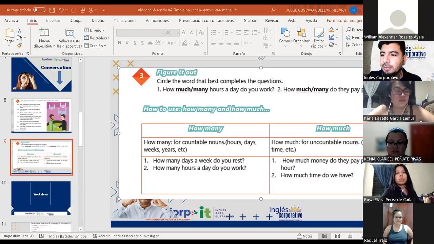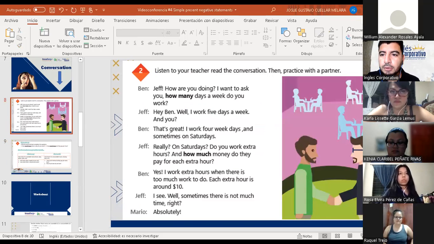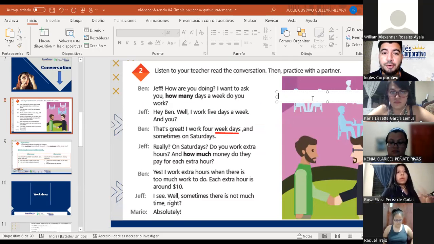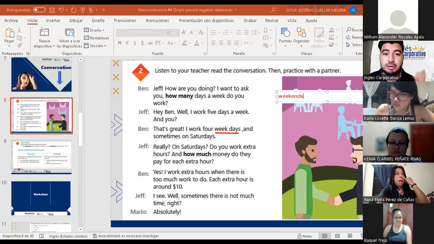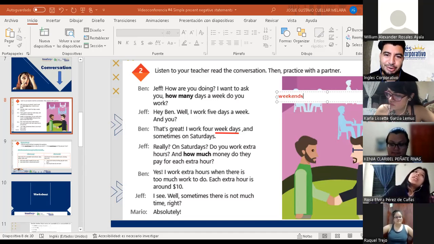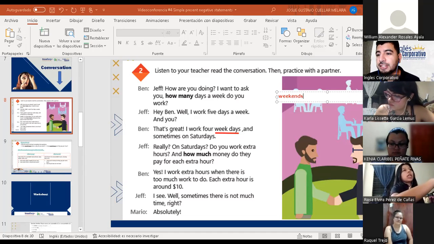Algo que se me fue y es parte del vocabulario importante es el siguiente. Here we have weekdays. Weekdays are days from Monday to Friday. Okay? Monday, Tuesday, Wednesday, Thursday, Friday. But weekends, it's Saturday and Sunday. Okay? Weekends. Como el cantante de Weeknd, algo así. But here we have weekdays. Son los días laborales. Well, usually we work Monday to Friday, but in El Salvador we work on Saturday as well. Okay, so weekdays it's for Monday to Friday. Okay, so let's continue.